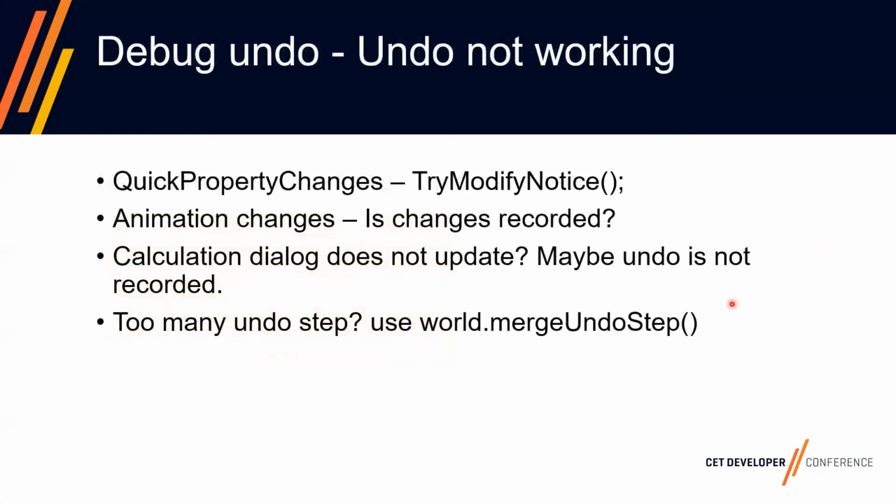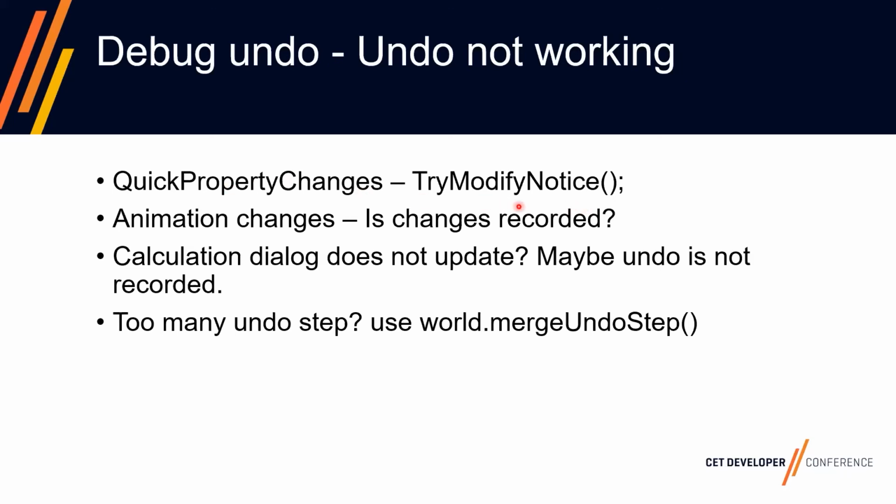Now we'll share a bit about how to debug undo. One of the common undo problems is that undo is not working. It can be that when a user changes a property, it was not undoable. One thing you can check is to try modify on this. It might be that you are changing a sub-object property, so it's not a direct change of the snapper. Then you need to call try modify on this to make sure the change is being recorded.